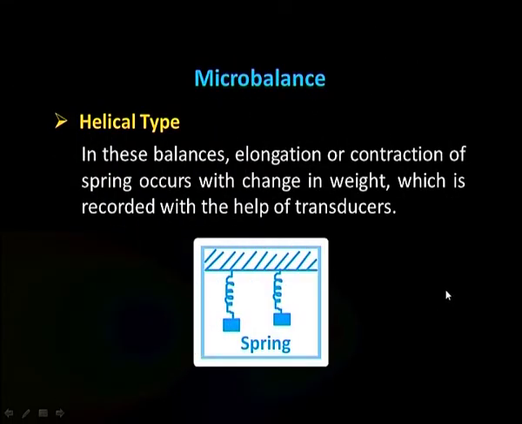In helical type of balances, elongation or contraction of spring occurs with change in weight, which is recorded with the help of transducers. You can see here, this is a spring balance. We keep our sample here, and when there is a change in mass or change in weight, this spring shows a deflection which may be elongation or contraction, and it is recorded by the balance.